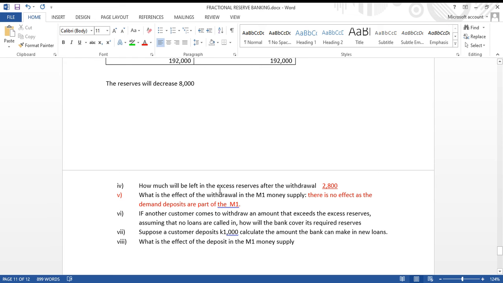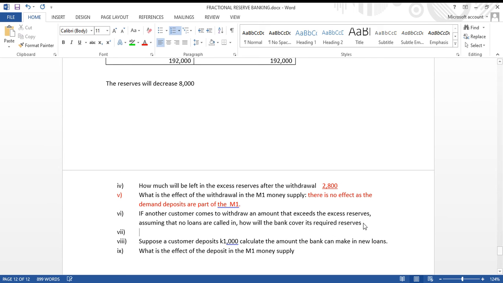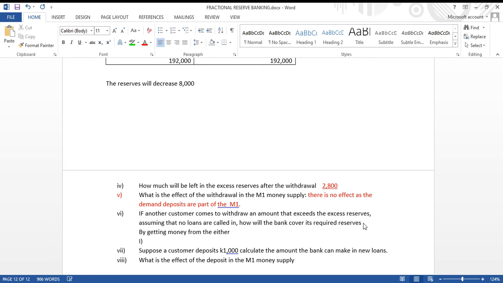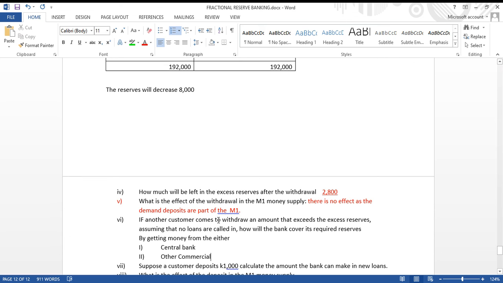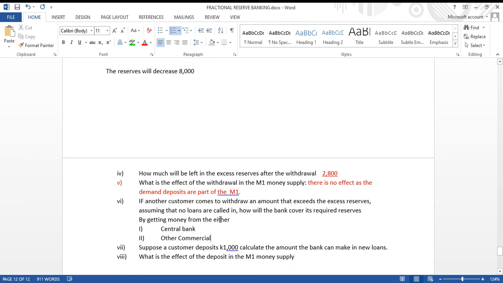If another customer comes to withdraw an amount that exceeds the excess reserves, assuming that no loans are called in, how will the bank cover its required reserves? Getting money either from the central bank or other commercial banks. The loans are precious to the banks. That's why they do not want to touch these loans. So if no loans will be called in, they can get money either from the central bank or other commercial banks.